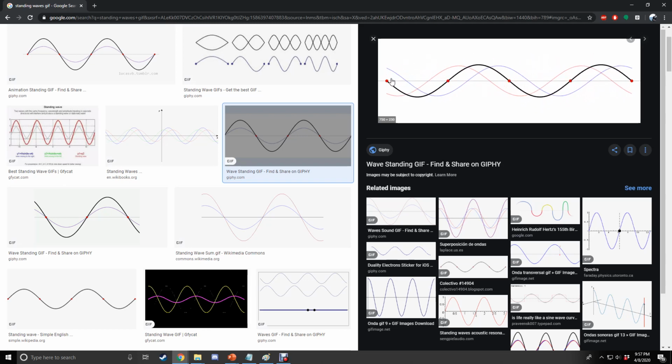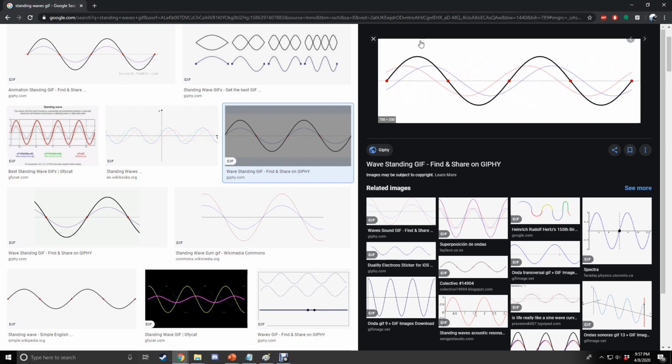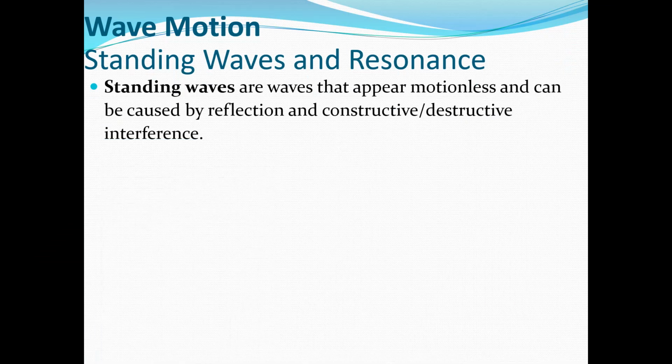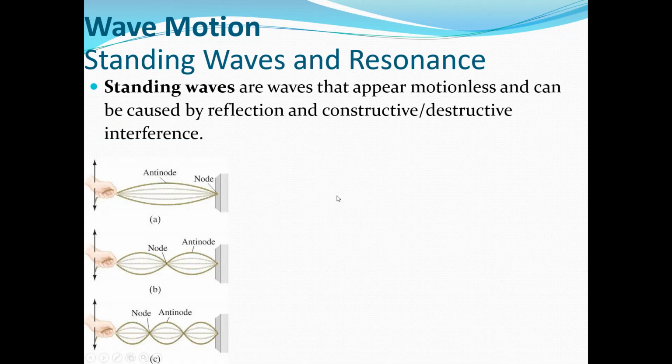But what you end up getting is this black line. This wave that doesn't really look like it's moving left or right. It's just going back and forth, back and forth. Now, this leads into some interesting things.